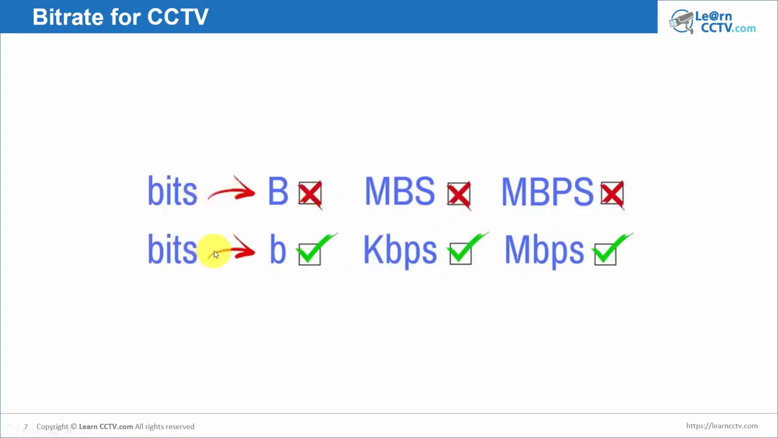So bits you can represent like this with a lowercase b. Don't represent bits with an uppercase B. Sometimes you find this in some documentation, on the internet. It's not the most accurate way to represent bits, right? Neither like this, neither like this. It's better represented like this one with lowercase b, kbps with lowercase b also, and Mbps with lowercase b.